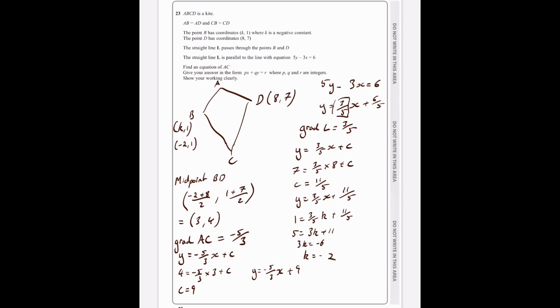We can deduce that c is equal to 9, so the equation is going to be y equals -5/3 x plus 9. If we times everything by 3, we get 3y is equal to -5x plus 27. Bring the 5x onto the left-hand side. We get the correct answer, 5x plus 3y equals 27.